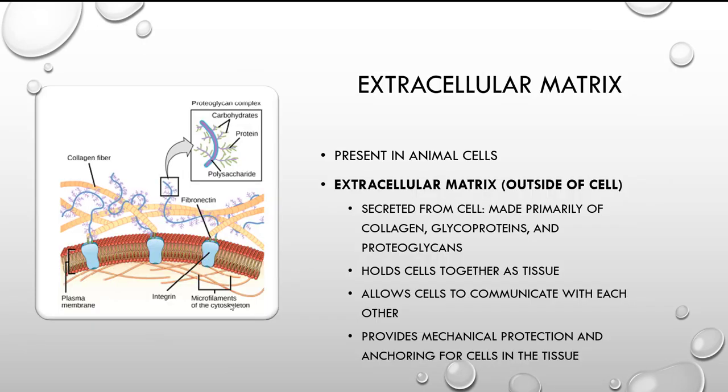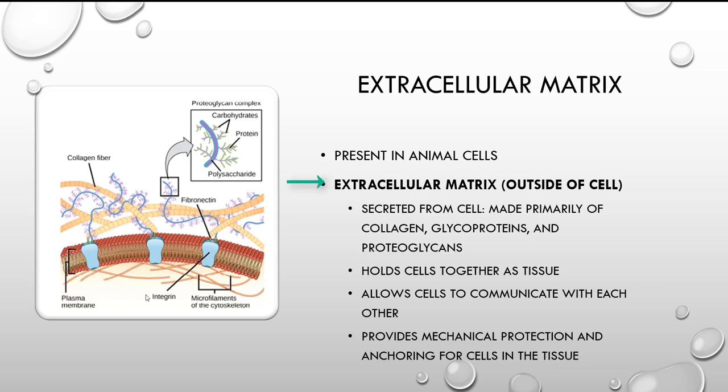All right, so we talked about the things that plants have that we do not: the cell wall, the chloroplast, and the central vacuole. Now we're going to talk about something that we have that they don't have. Since we don't have a cell wall, that gives us room for something called the extracellular matrix. This is present in animal cells, but not plant cells. Outside of our animal cells, we have this extracellular matrix.